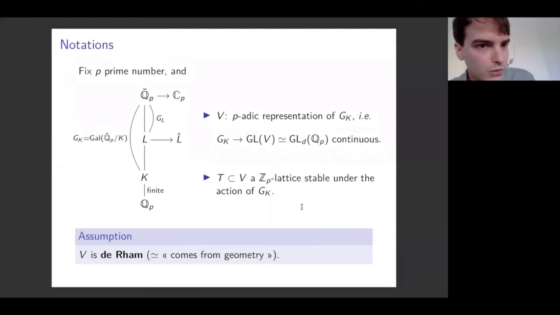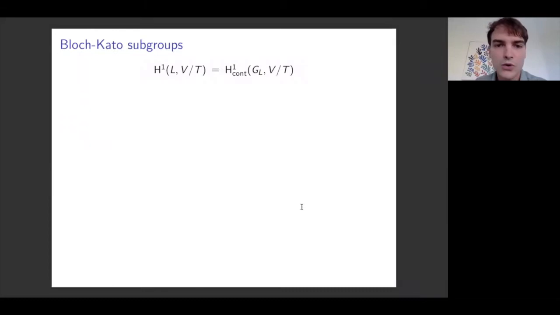So what can we do with this object? Well, we can consider the first Galois cohomology of G_L acting on the quotient V over T, which is really the continuous group cohomology. Inside this cohomology, Bloch and Kato have defined several groups. In this talk, I will consider only one of them for simplicity, the exponential Bloch-Kato subgroup. I will give the definition later on. For the moment, I would just say that this subgroup contains a lot of arithmetic information, and I will simply give an example for now.